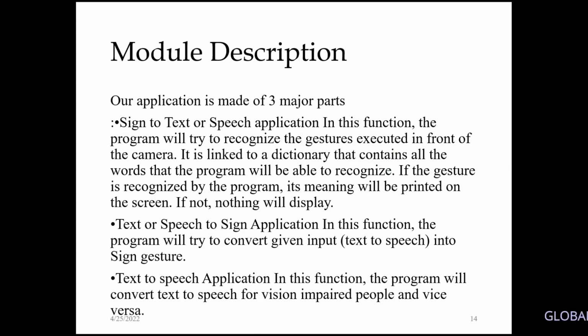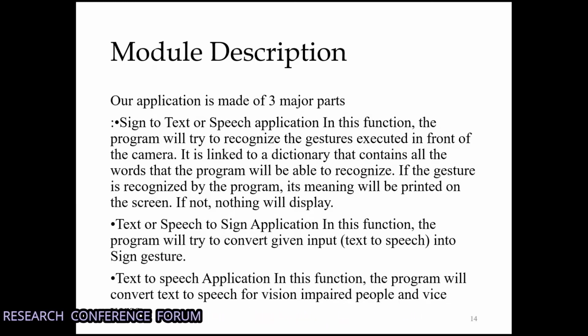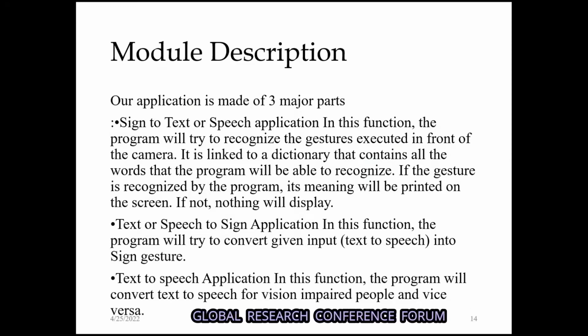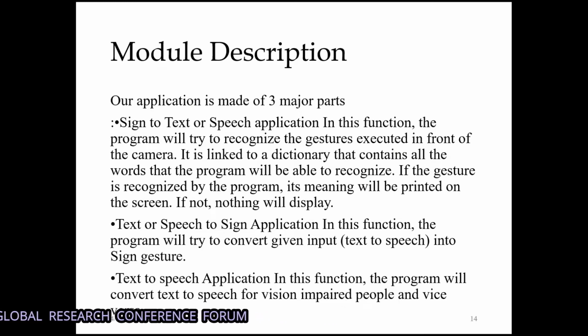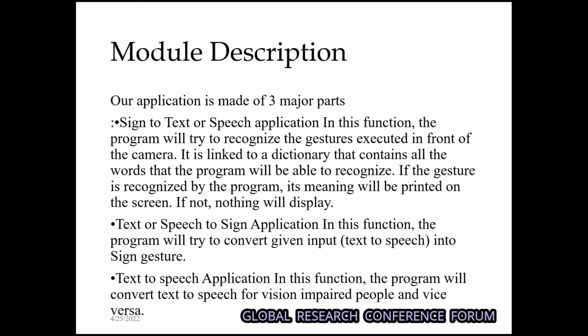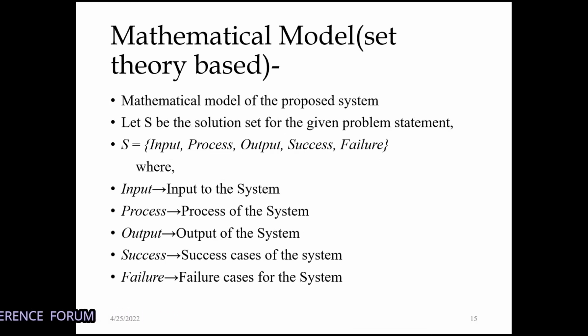This is our module description. Our application is made up of 3 major parts. Sign to text or speech application. In this, the function program will try to recognize the gestures executed in front of the camera, and it will show the output as text or speech. Next module is text or speech to sign application, and next is text to speech application. Next slide.